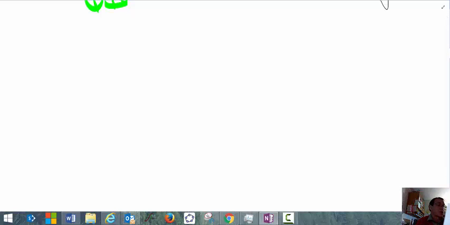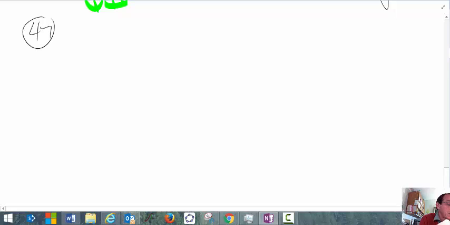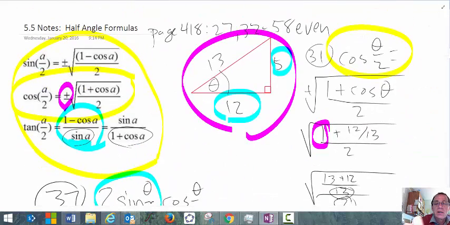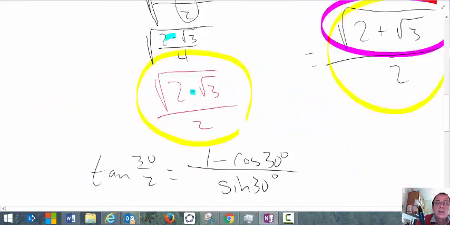Let's take a look at an interesting problem a little further on, and that's number 47. In number 47, they say find the exact values of the sine of u over 2, cosine of u over 2, and the tangent of u over 2 using the half angle formulas. So on 47, it says that the sine of u is 5/13. I think I saw that recently, didn't I? 5/13. This is this triangle again, isn't it?